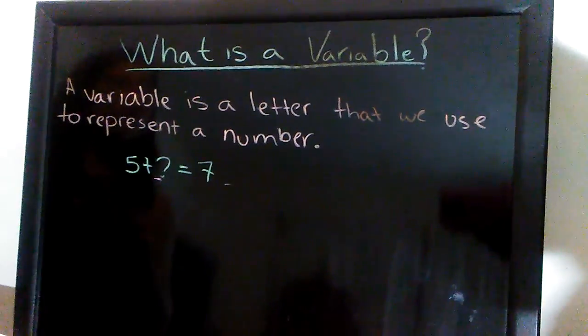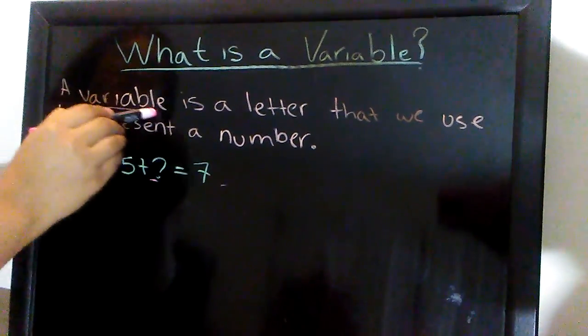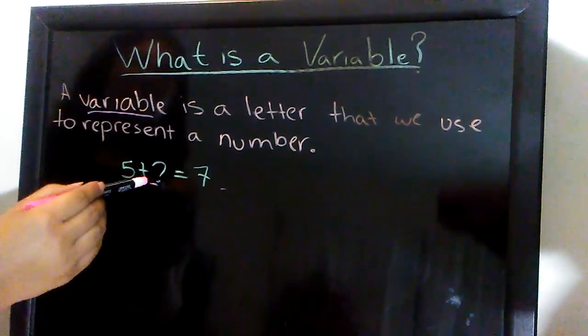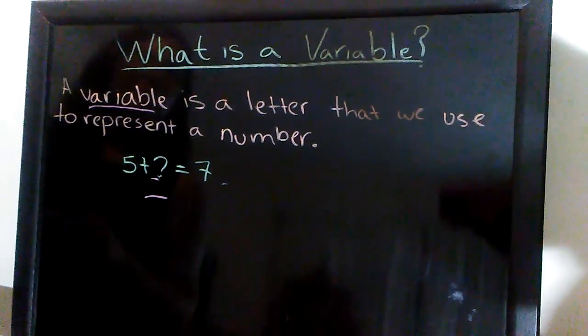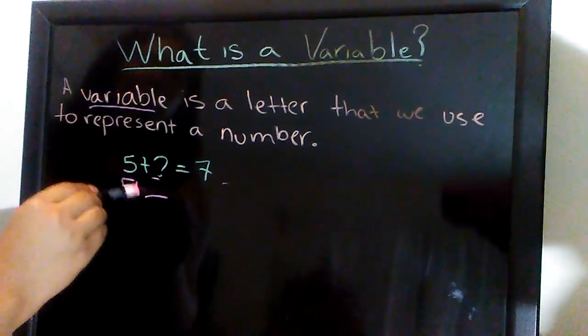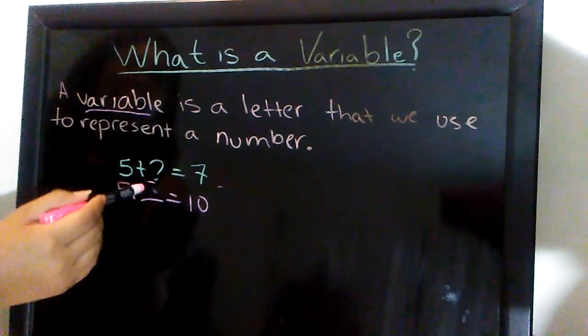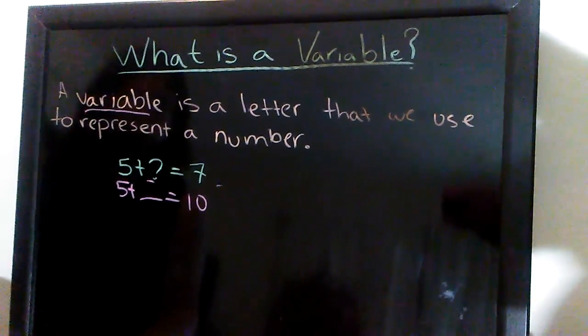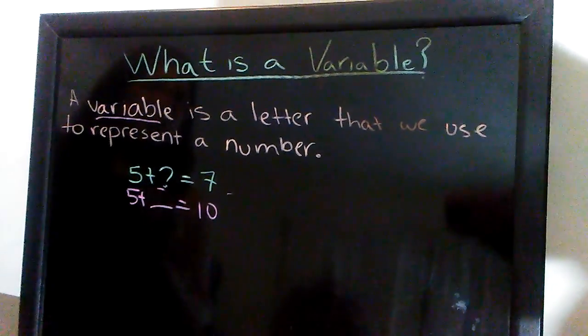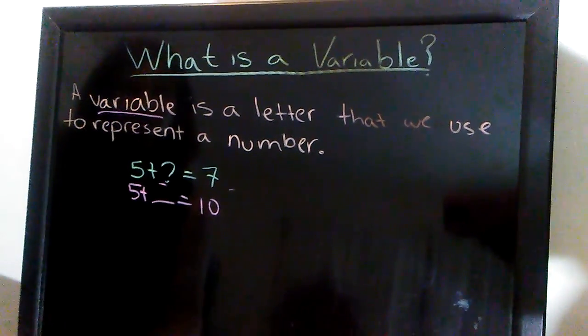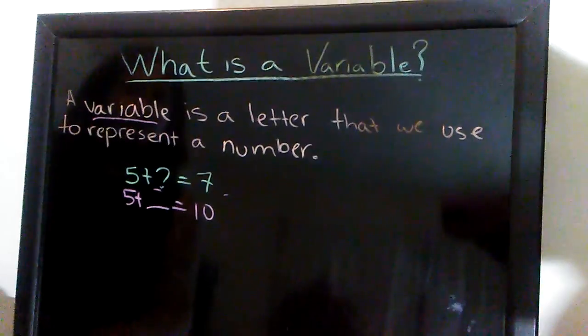Well, that's why we use variables. Instead of having question marks everywhere or blank lines, 5 plus blank equals 10, we will put a letter here, and that way we know the difference between the different numbers. We know it's a different number if it has a different letter. So let's try to do an example of this.